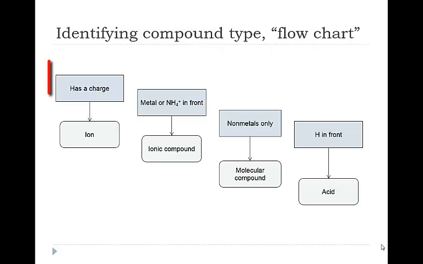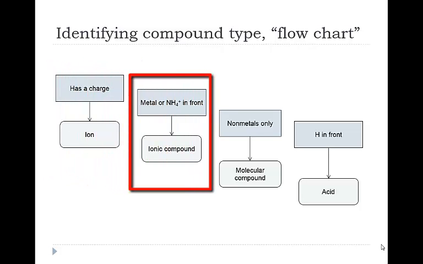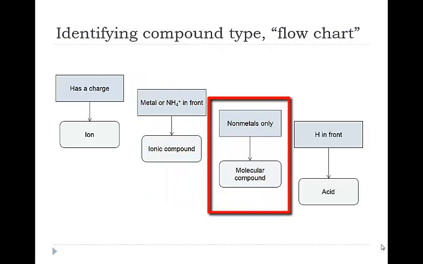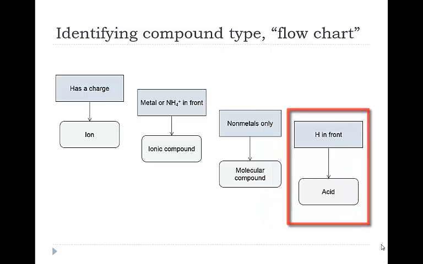Identifying the type of compound: does it have a charge? If it does, it's an ion. If there's a metal or ammonium in front, it's an ionic compound. If you only have nonmetals, it's a molecular compound, and if there's a hydrogen in front, then it's an acid.